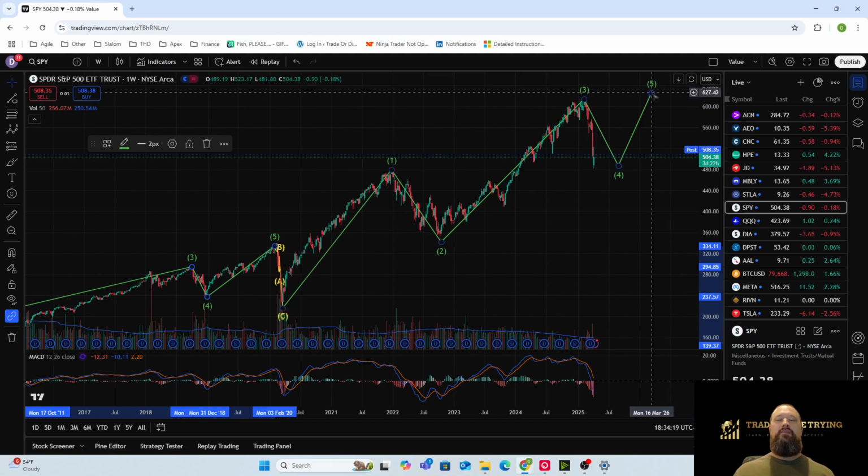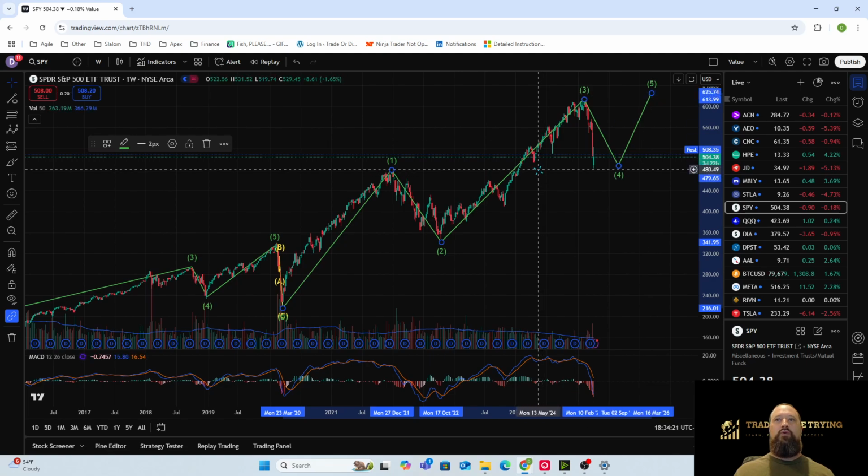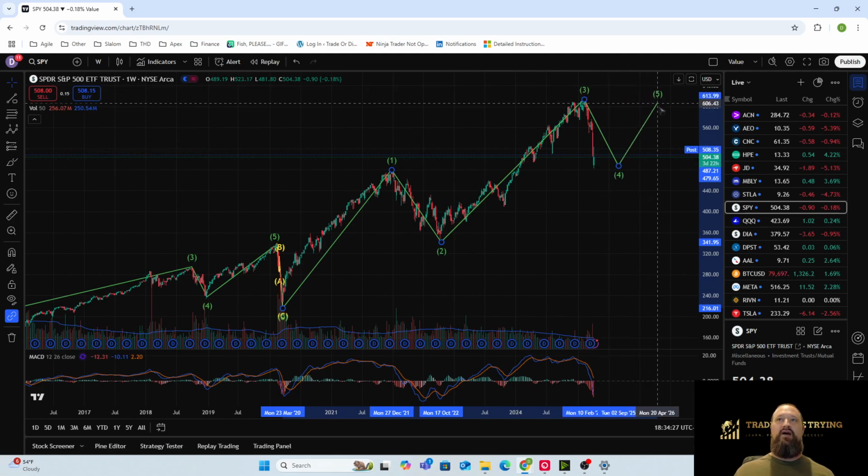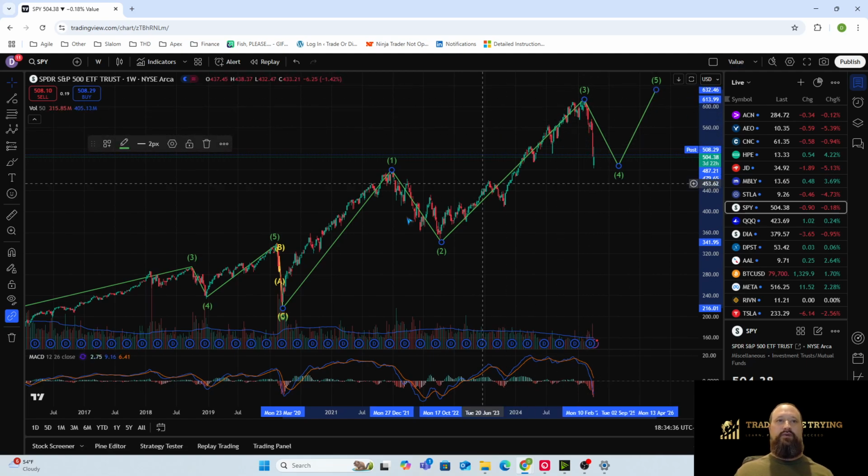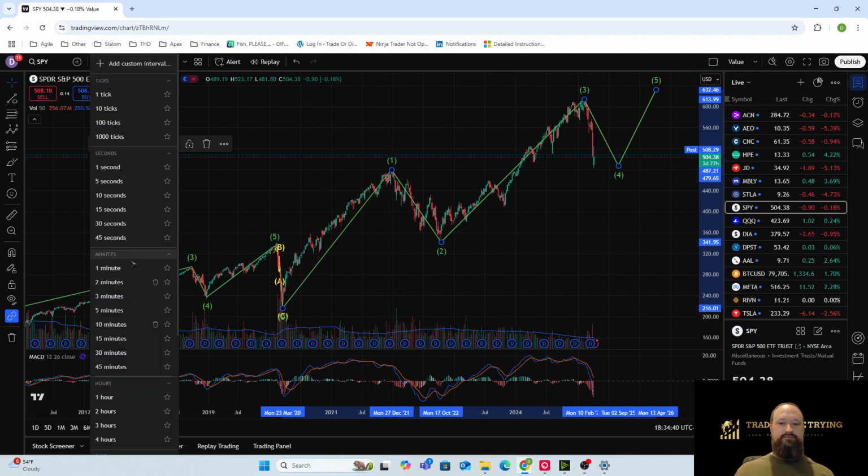Okay, if this level holds, then we could see it going up into a wave 5. Again, that could truncate and not break wave 3. Or it can go up a little bit above, okay? But right now, this is what we're dealing with. So what I'm going to do is we've got the larger waves drawn out.